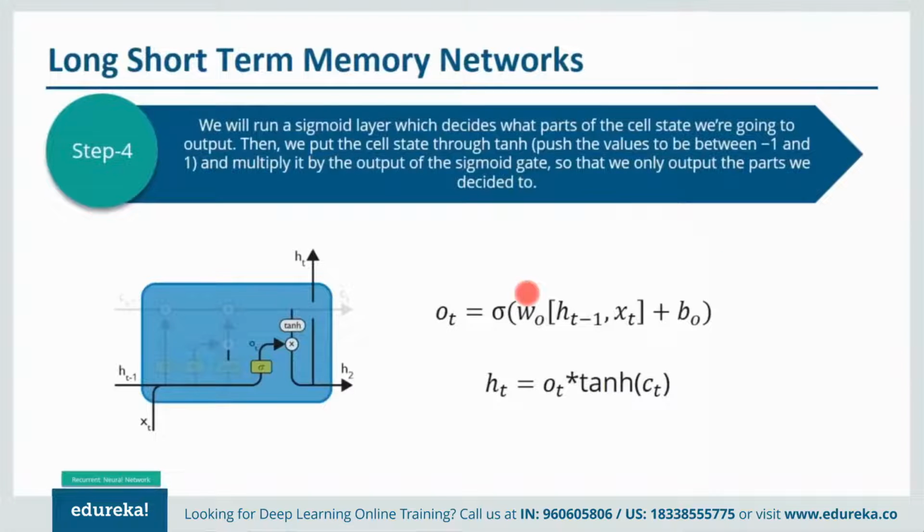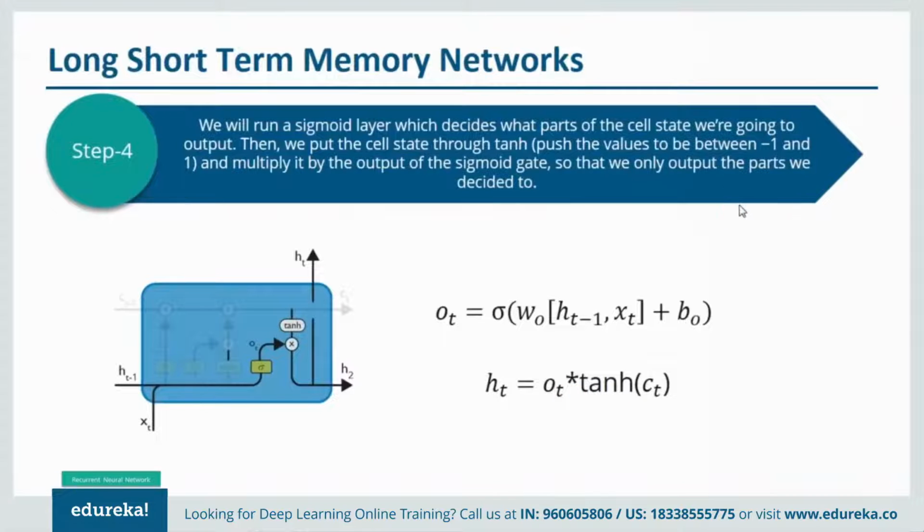All right. Now I'll take the example of that language model again. Since it just saw a subject, it might want to output information relevant to a verb, in case that's what is coming next. For example, it might output whether the subject is singular or plural, so that we know what form a verb should be conjugated into. And you can see from the equations as well, again, we have a sigmoid function. Then whatever output we get from there, we multiply it with tanh of Ct to get the new output.